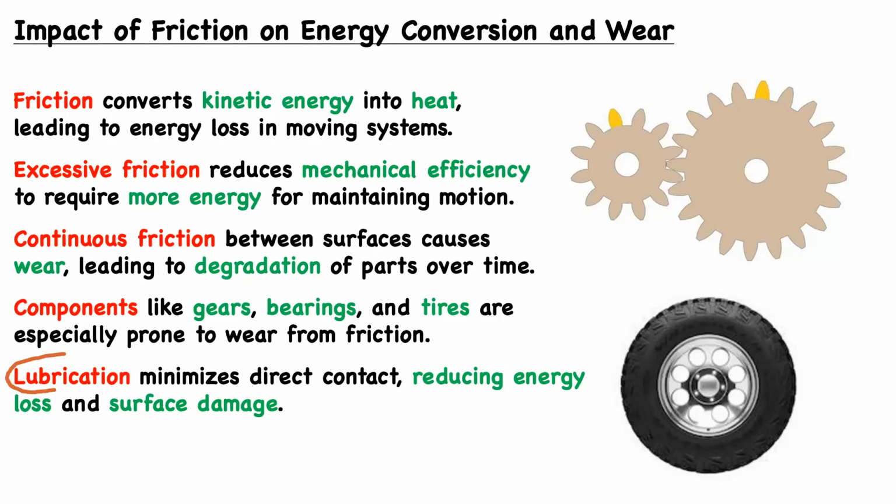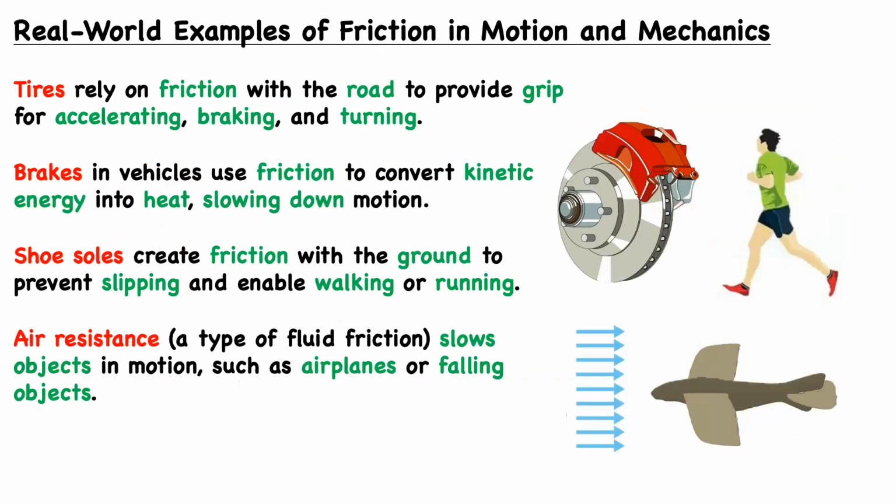So a key method of reducing friction is with lubrication, which minimizes the direct contact and reduces energy loss and surface damage. So again, lubricants take many different forms, but at the end of the day, their main function is to reduce friction, to have things slide over one another more easily without losing as much energy to heat or degrading the surfaces in the process.